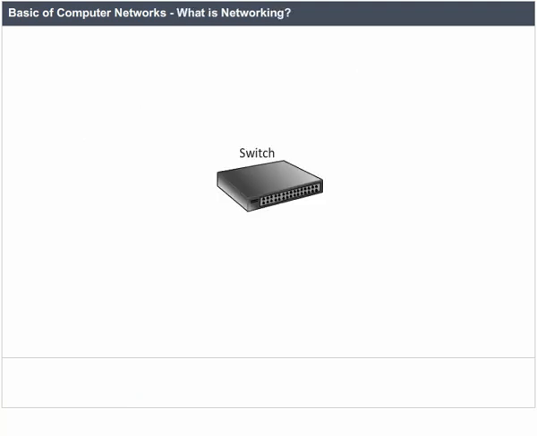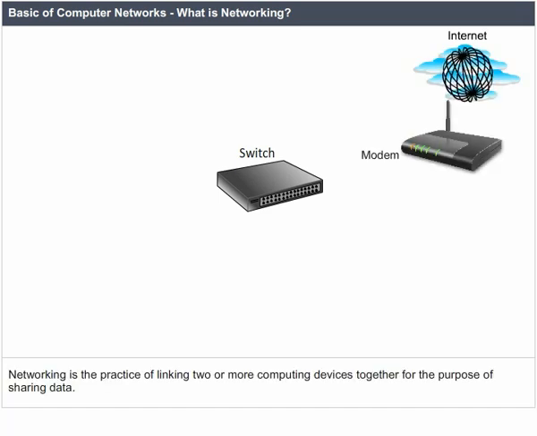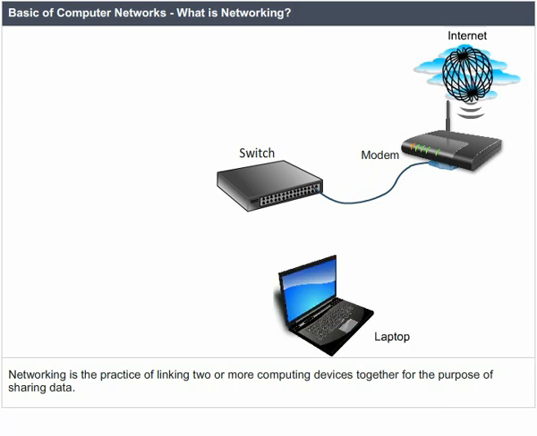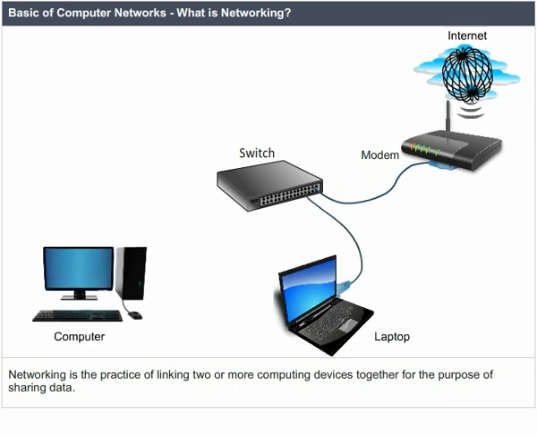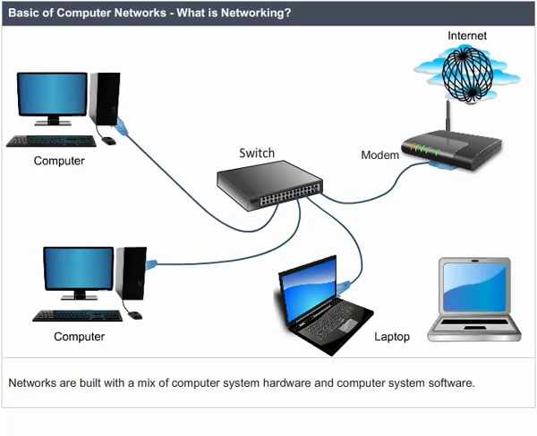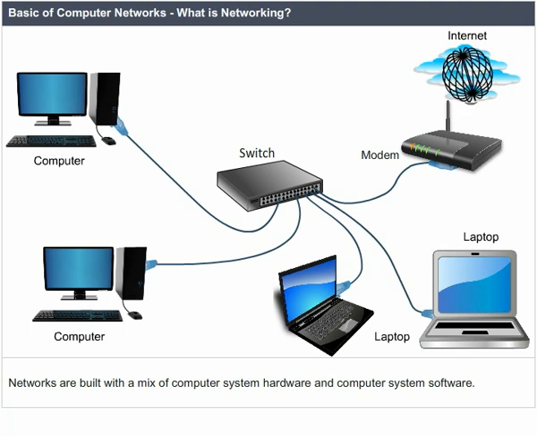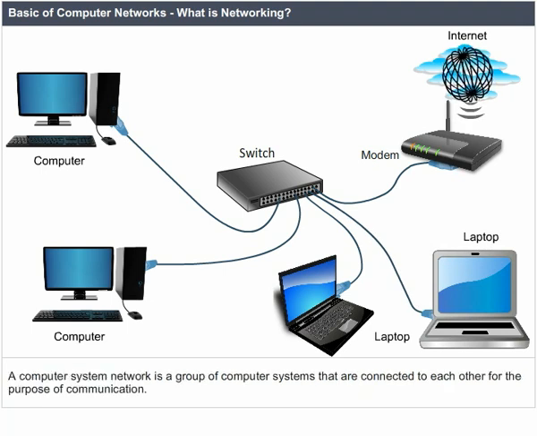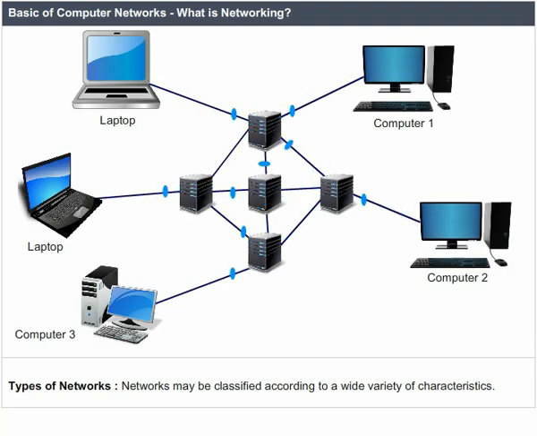Basics of computer networks. What is networking? Networking is the practice of linking two or more computing devices together for the purpose of sharing data. Networks are built with a mix of computer system hardware and computer system software. A computer system network is a group of computer systems that are connected to each other for the purpose of communication. Types of networks. Networks may be classified according to a variety of characteristics.